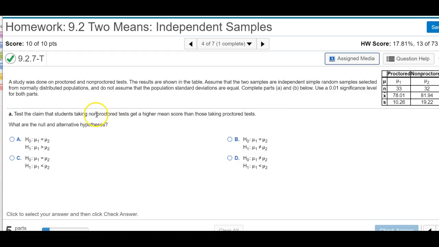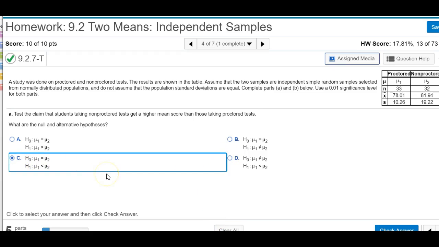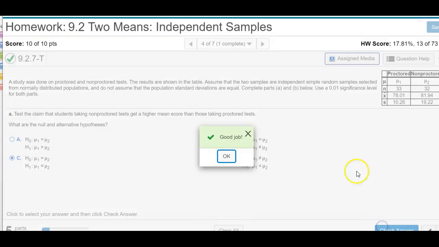We're going to look at the claim that the non-proctored tests have a higher mean score than the proctored tests. So our null hypothesis is that the two means are equal, and our alternative hypothesis is that the mean of the first group is less than the mean of the second group. Looking at the options here, we're going to pick C. So we're going to check that.